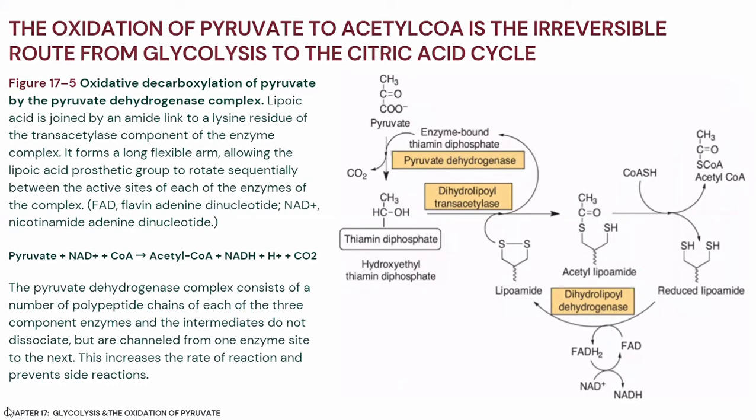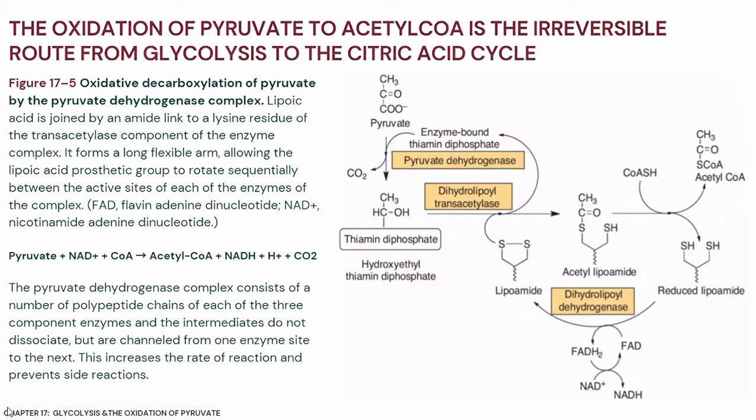Where will this pyruvate go? Pyruvate, as we all know, is in the cytoplasm. The glycolytic pathway is cytoplasmic, and that pyruvate has to be converted to acetyl CoA. Its conversion cannot be done in the cytoplasm because there is no enzyme that acts on it. That enzyme is only found inside the mitochondrion. So that pyruvate has to enter the mitochondrion.